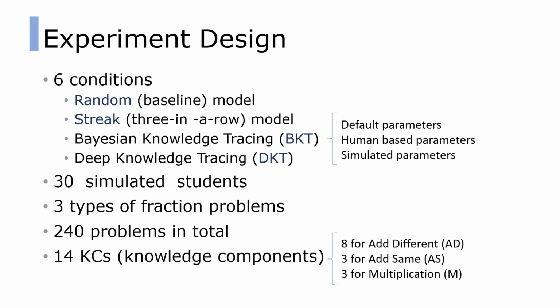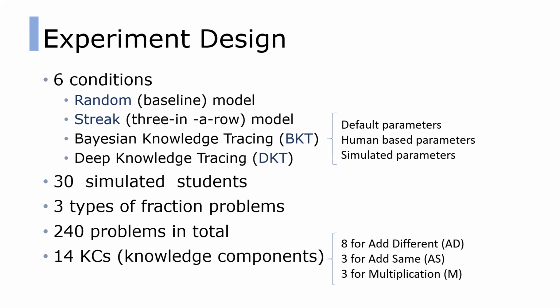To explore different knowledge tracing approaches through simulation study, we implemented 6 knowledge tracing conditions. Random as a baseline model, the Streak, also three-in-a-row model, BKT model with default parameters, with human-based parameters, and with simulated parameters, and lastly, DKT model with simulated parameters. The only difference of each condition is how the next problem is selected for the simulated students.